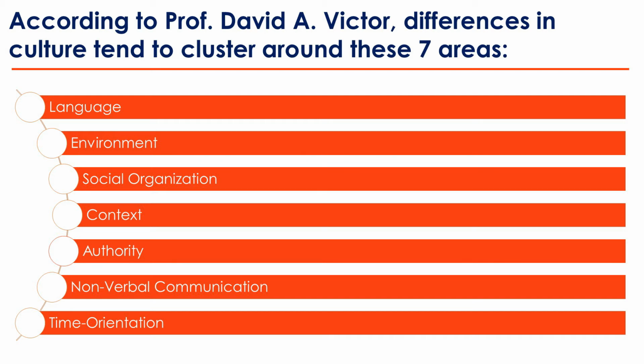Next point is authority. Does a society or culture tend to be very hierarchical, or does it tend to be more non-hierarchical? Next point is nonverbal communication. Is meaning communicated primarily non-verbally in a given society or cultural context, or is it articulated very specifically in words and language? And then the last point is time orientation. How tolerant is a given society or culture for lateness versus punctuality?